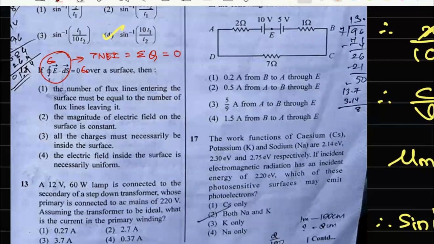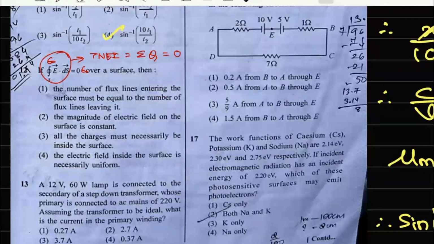So, if I think of this option, the magnitude of the electric field on the surface is constant, there is no field because there is no charge. All the charges must necessarily be inside the surface. I mean, there is no net charge. I can have a plus 2 coulomb, minus 2 coulomb, and they can cancel each other and give me 0. So are all the charges necessarily inside? Yeah, that can be possible, but then effectively it is 0.